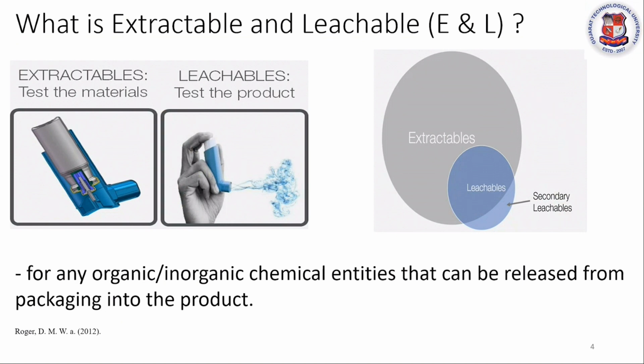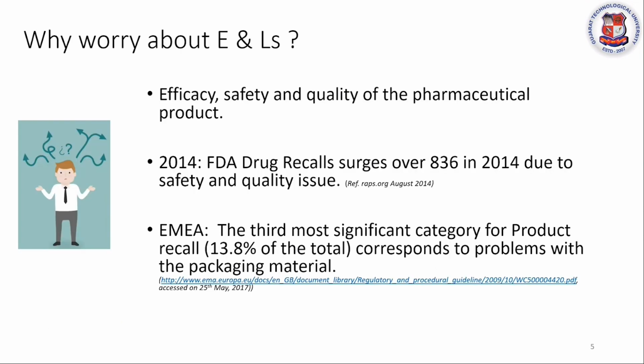So what are extractables and leachables? Extractable means test the material, leachable means test the product. Any organic or inorganic chemical entities that can be released from the packaging into the product are called extractables and leachables. So why do we have to worry about extractables and leachables?